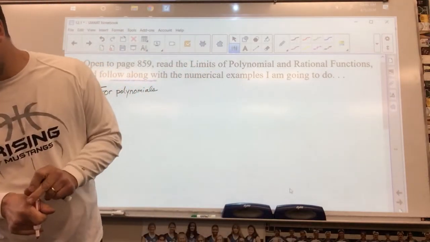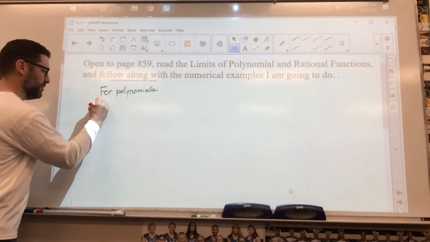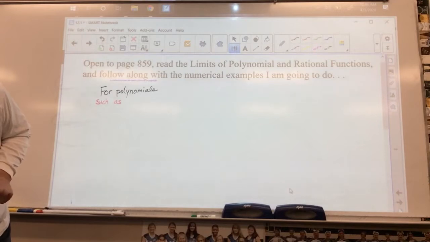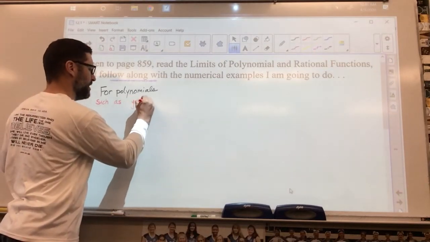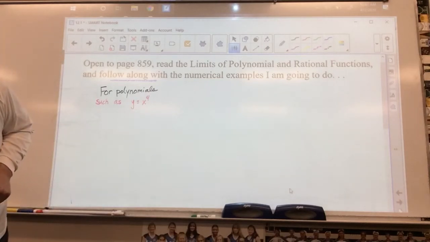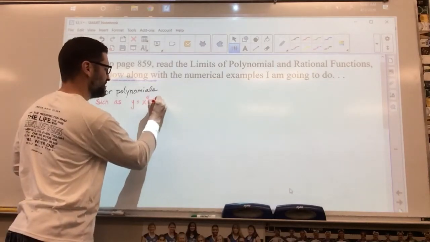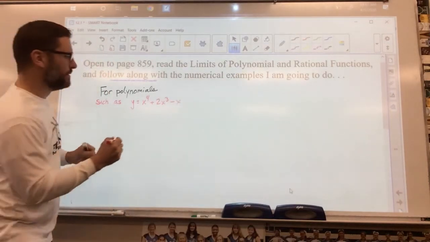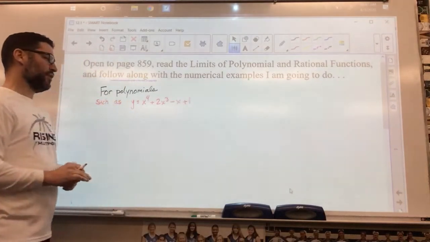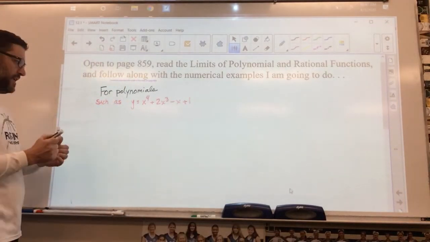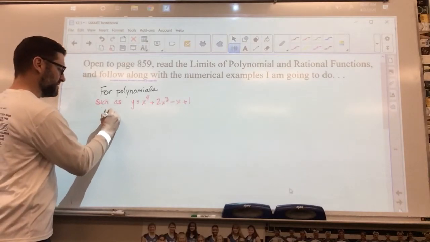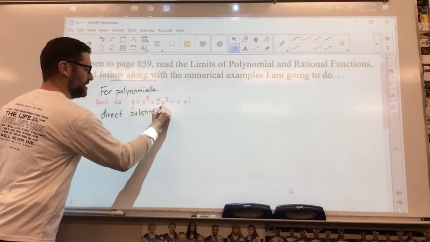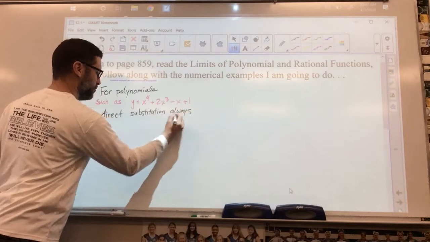So I'm going to give you one. For polynomials, such as the one I have here, y equals x to the 4th plus 2x cubed minus x plus 1. For polynomials such as that, the rule is direct substitution always works.